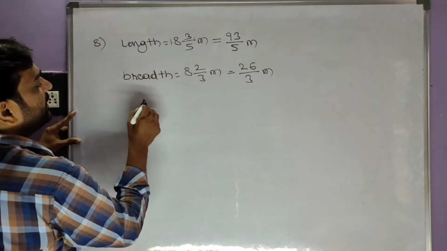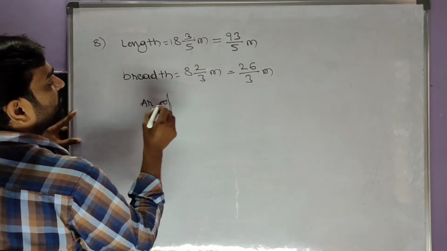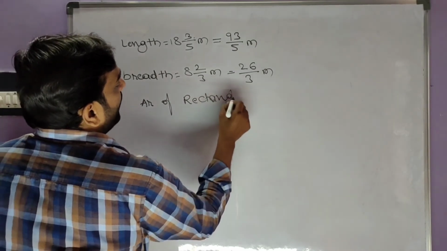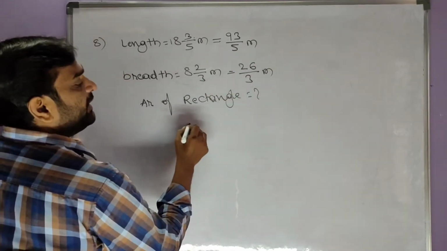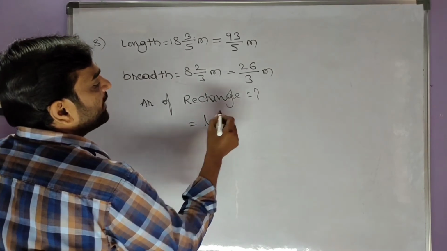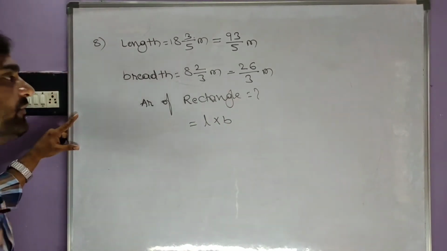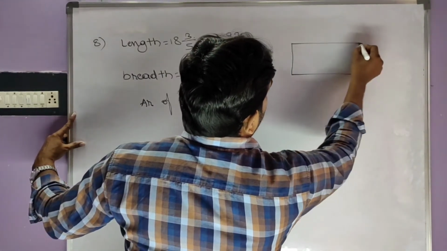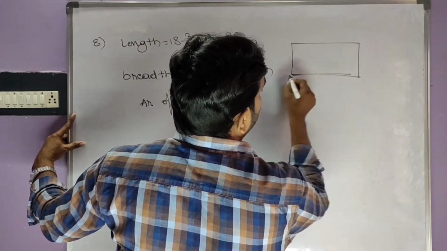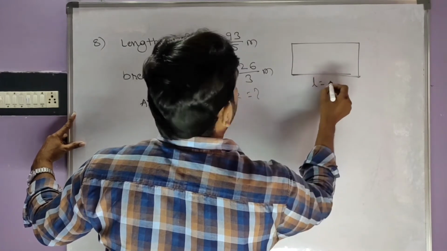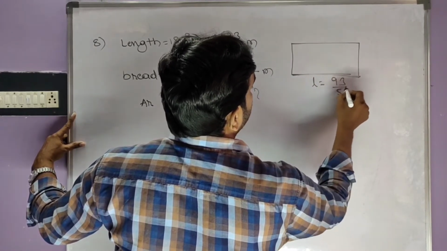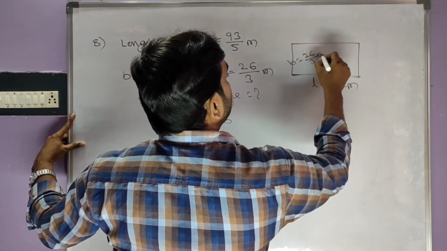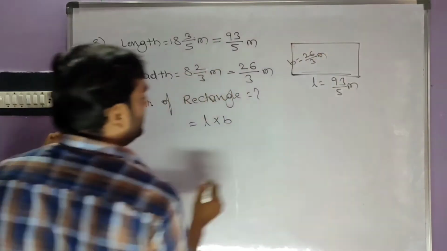Then find the area of rectangle. What is the area of rectangle? Area of rectangle is length into breadth. If you draw a rectangle, this is the length, and given that 93 by 5 meter, and this is the breadth 26 by 3 meter. Breadth and length.